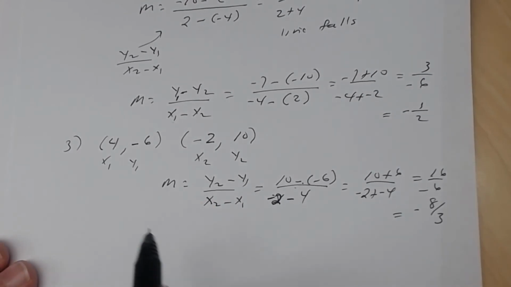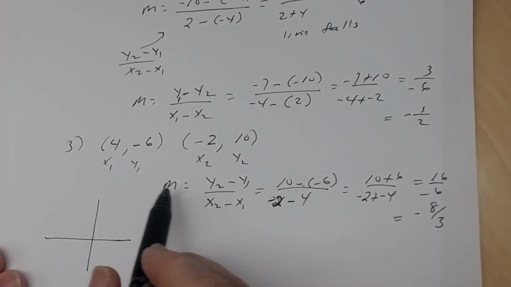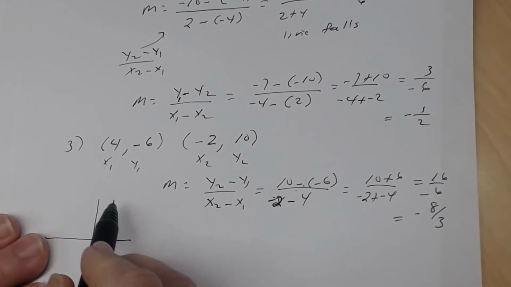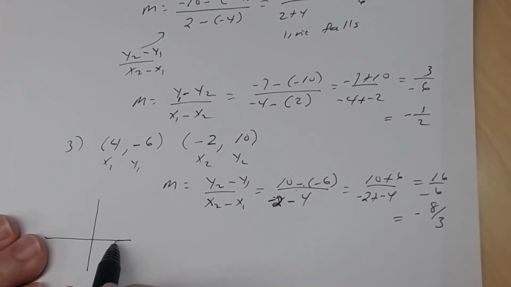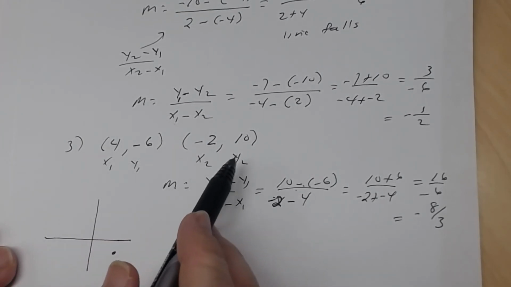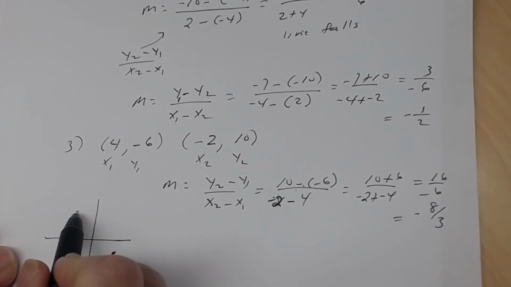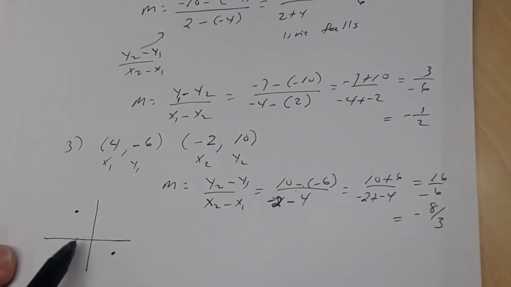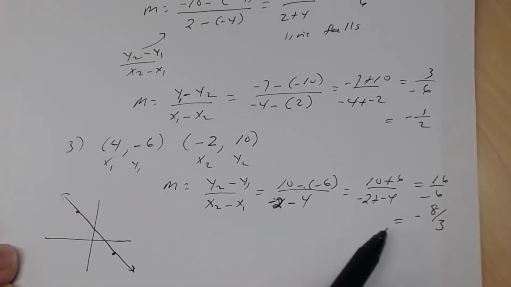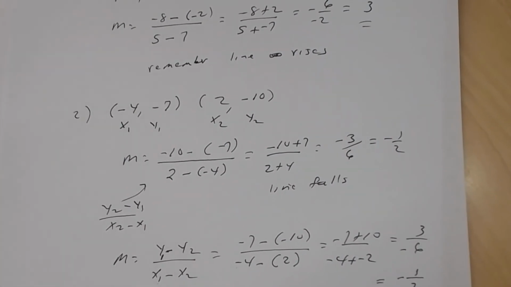If you were to graph these 2 points, let's just quickly estimate where they are, just to show you. See, 4, -6, remember, is in the 4th quadrant. So 4, -6 is here, in the 4th quadrant. Then -2, 10: you go to the left 2 units and up 10 units. So -2, 10 is in the 2nd quadrant. And when you graph the line, notice the line falls. So notice that the slope is negative. Okay? All right.